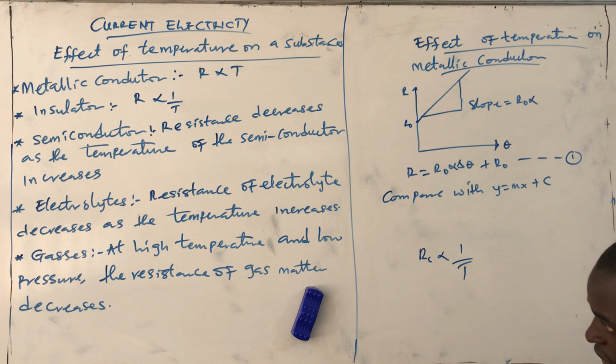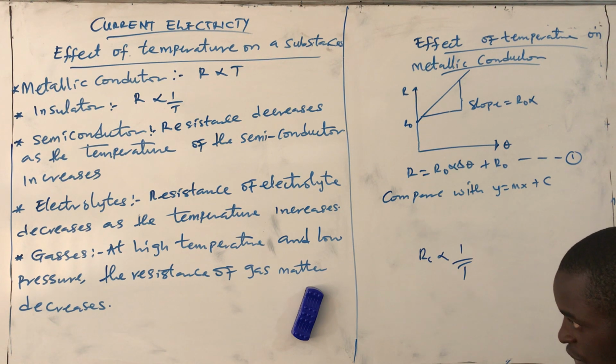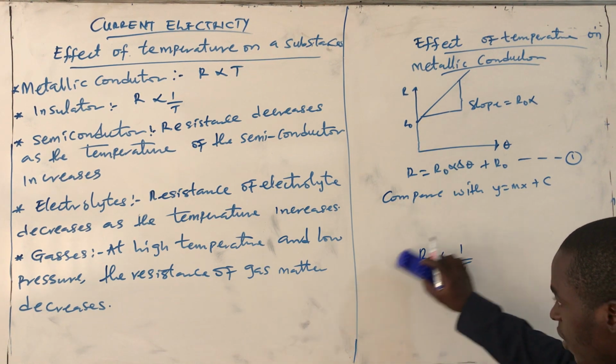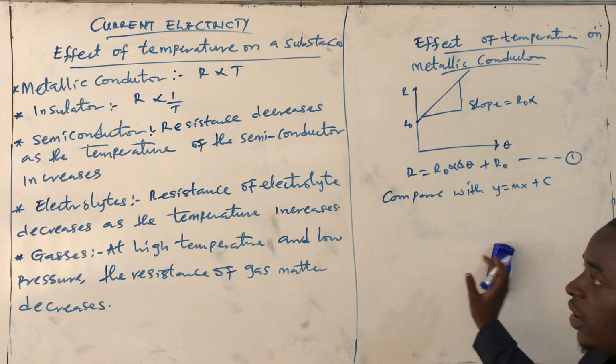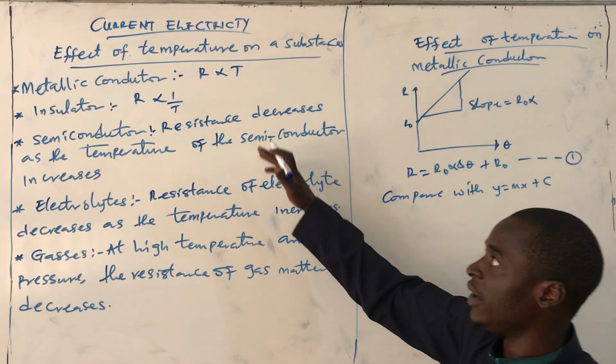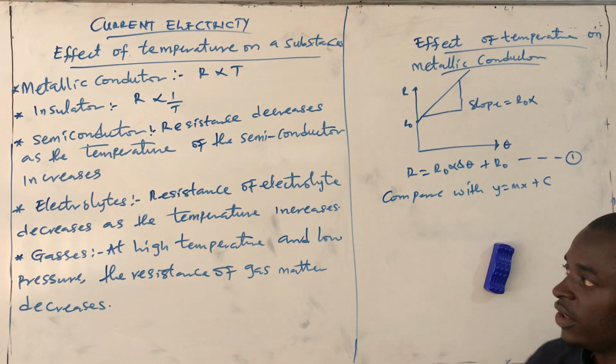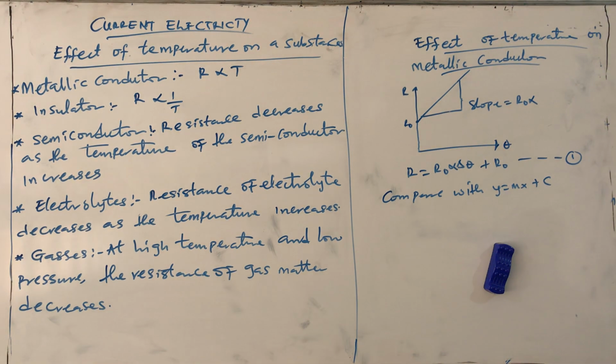And for gases, we say at high temperature and low pressure, the resistance of a gas decreases. So these are the effects of temperature on all these substances, and the effect of temperature on the metallic conductor itself.